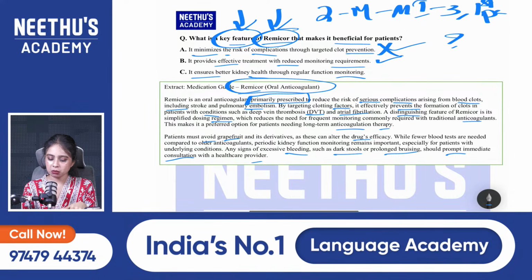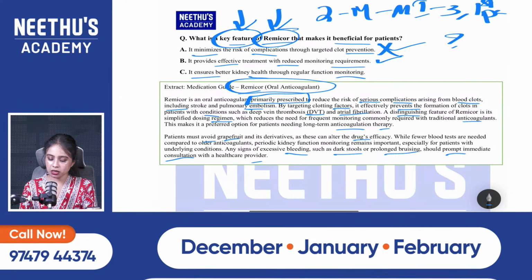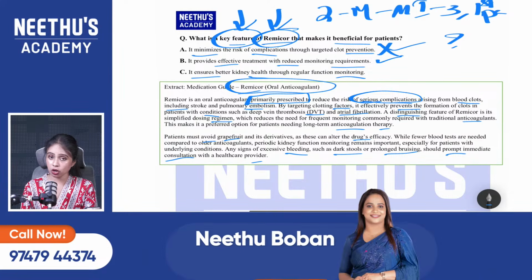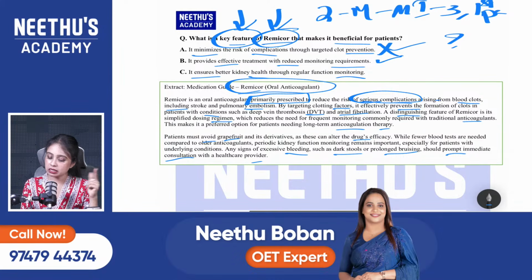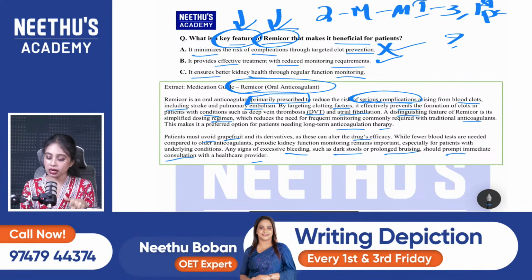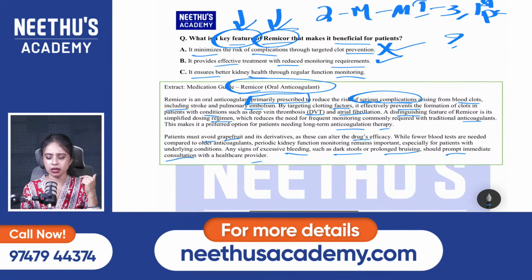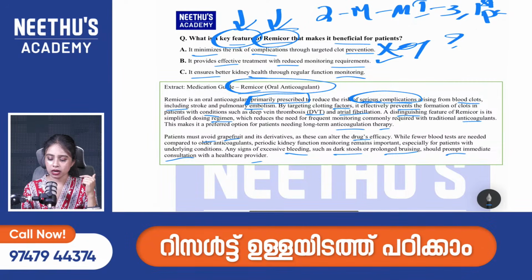Here it is mentioned minimizes the risk of complication. Here it is mentioned reduce the risk of serious complications. Not just complications, severe complications, arising from. So here it is through targeted clot prevention. Only clot prevention is mentioned. But no, including stroke, pulmonary embolism. So simply we can eliminate this as contradictory to the question or opposite.